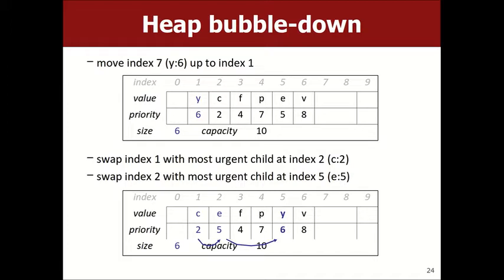And it also has the nice property that the most urgent element, the one that needs to come out first, the one that you would want to peek at or remove, is where? Where is it located? What index? At the start, the lowest index, in this case, index one. So this is a really clever little trick to implement this particular structure.